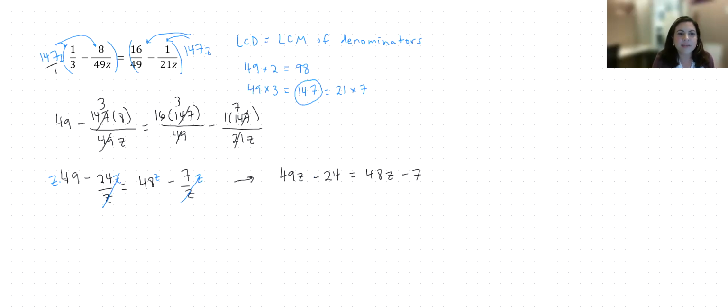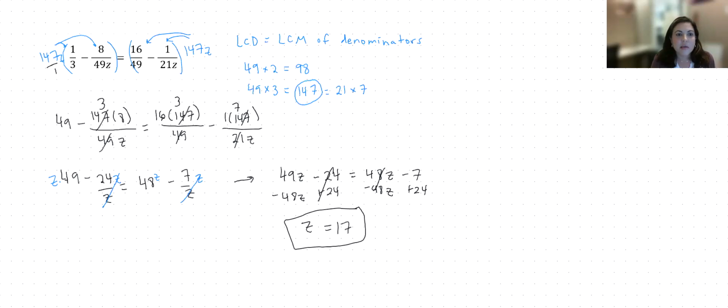And so it was a little messy here at the beginning with all the fractions, but now we have this linear equation that we can solve for z. So I can subtract 48z from both sides. 49z minus 48z is just 1z. I'll also add 24 to both sides. And so when we cancel that out, we get negative 7 plus 24 means that z is equal to 17.